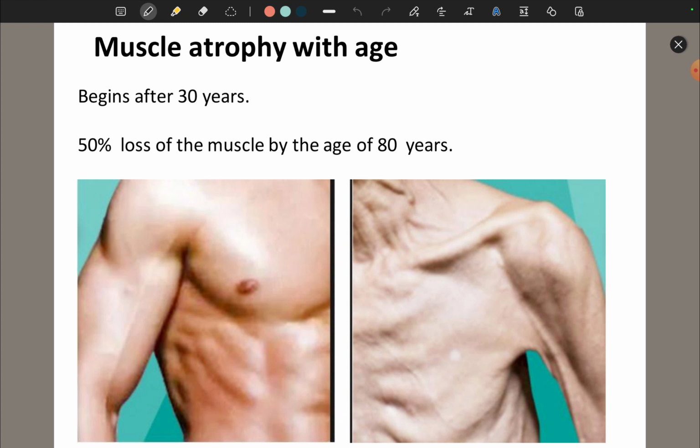This is, let's say, a young person, and this is an old person. And 50% of the muscle will be lost by the age of 80. So you see that usually old age people have atrophied muscles, even if they are obese. But when you palpate them, you see that they are just fat. Underneath, their muscle is very weak and very small in size. So even if the person is an obese old person, their muscles are highly atrophied.